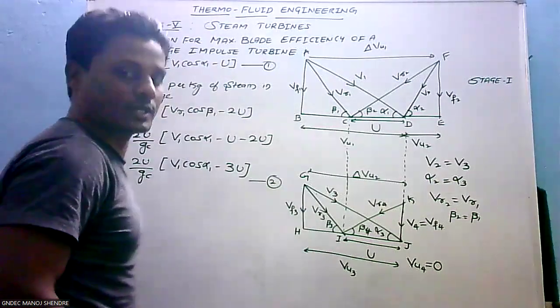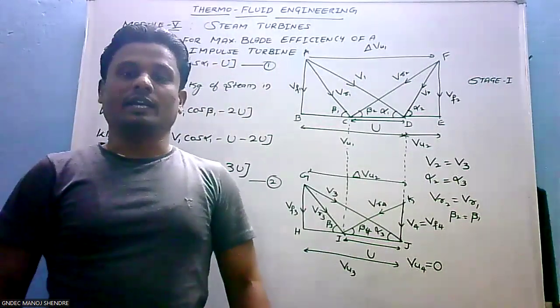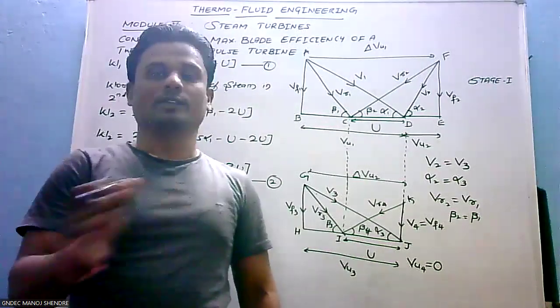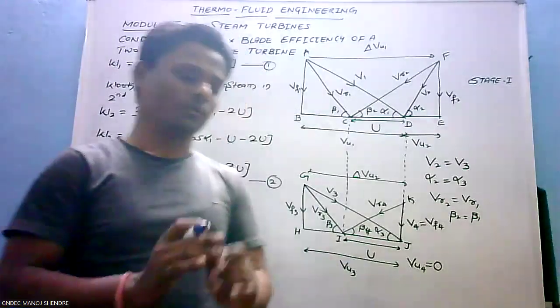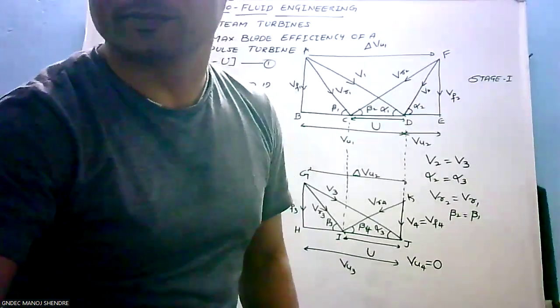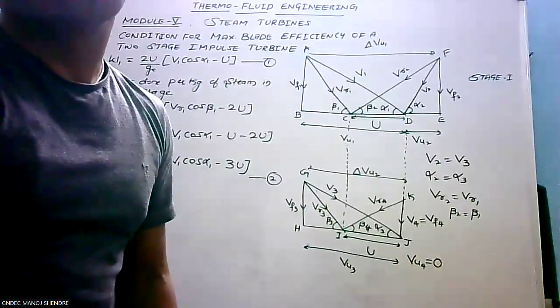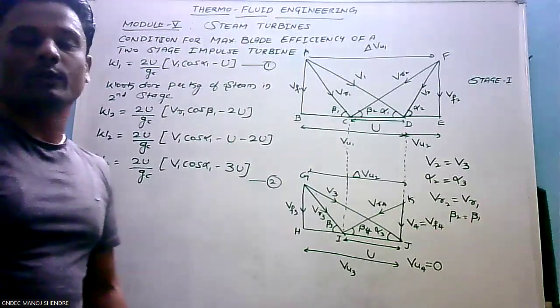Let me keep this as equation number 2. To obtain the net work transfer from both the stages, just add equation number 1 and 2. Let us add equation number 1 and equation number 2.